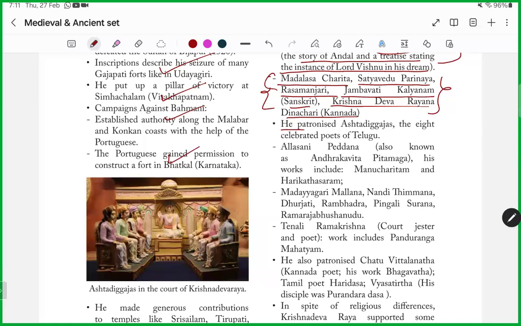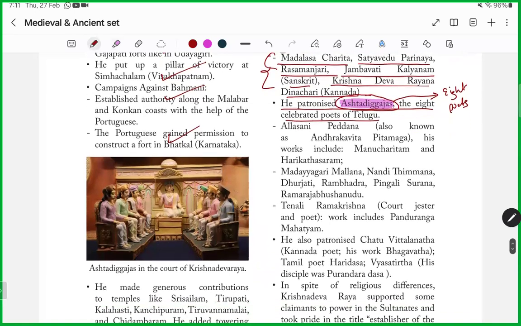And then he patronized the Ashtadiggajas, the eight celebrated poets of Telugu. This question is also asked sometimes in different exams, because I have referred to many PYQs of many exams. What does Ashtadiggajas mean? Ashtadiggajas is nothing but the eight celebrated poets, as it is written in the books. This is important for you to remember for your exam. It means the eight celebrated poets of Telugu.